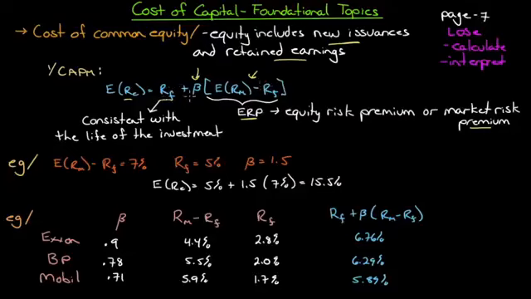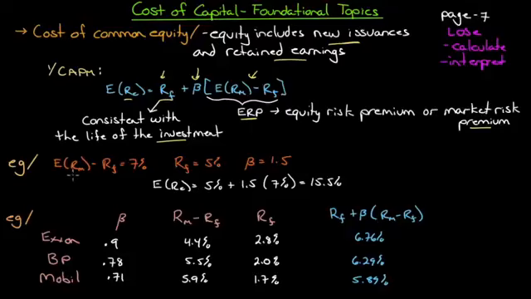And a premium is what you get up and above something else. We're going to get the risk-free rate on its own, right? The risk-free rate that we choose should be consistent with the life of the investment. So if it's a 10-year project that we're investing in, we should use a 10-year risk-free rate of return. And everything is pretty straightforward from there.